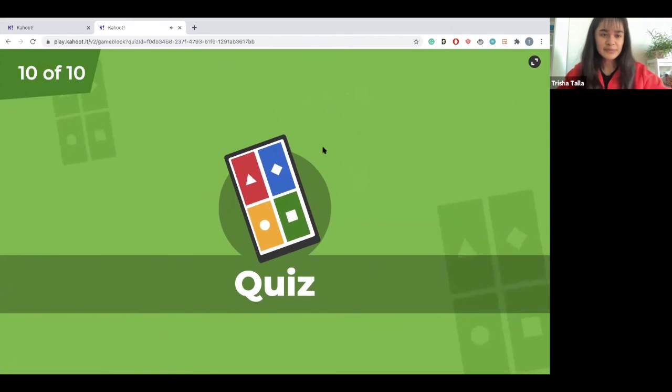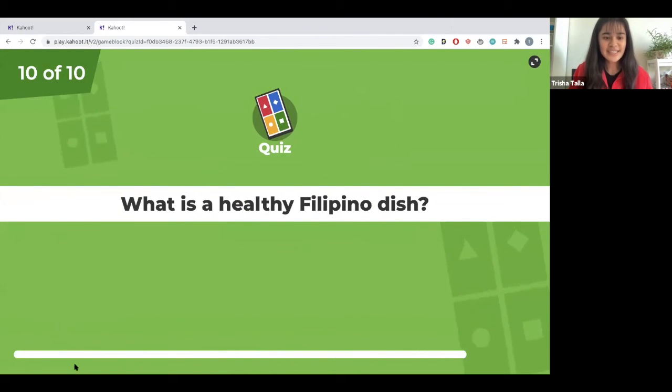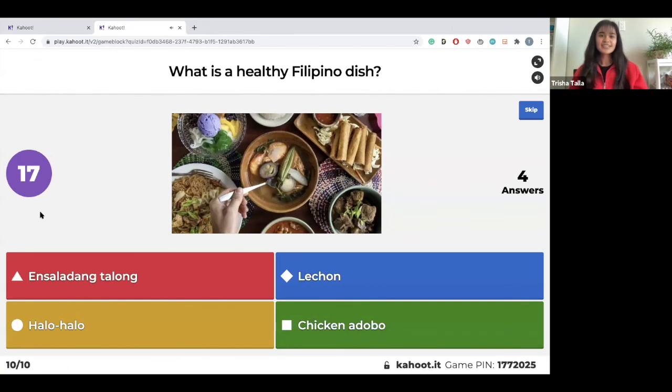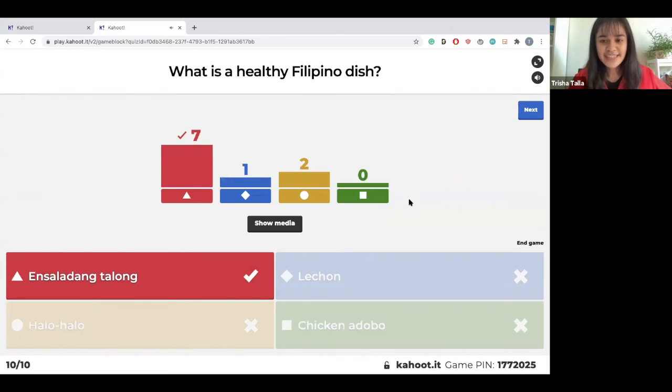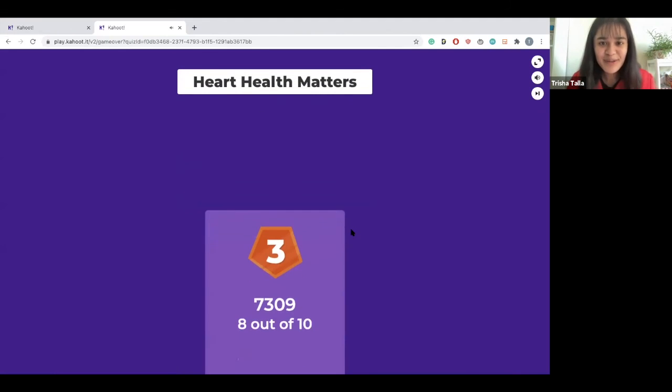I think it's our last question. What is a lechon and halo halo? Halo halo is actually the dessert. Yeah, and then lechon is fatty. And salang talong is the eggplant salad, so that's the one. And chicken adobo is also fatty. Let's see who's on the podium.